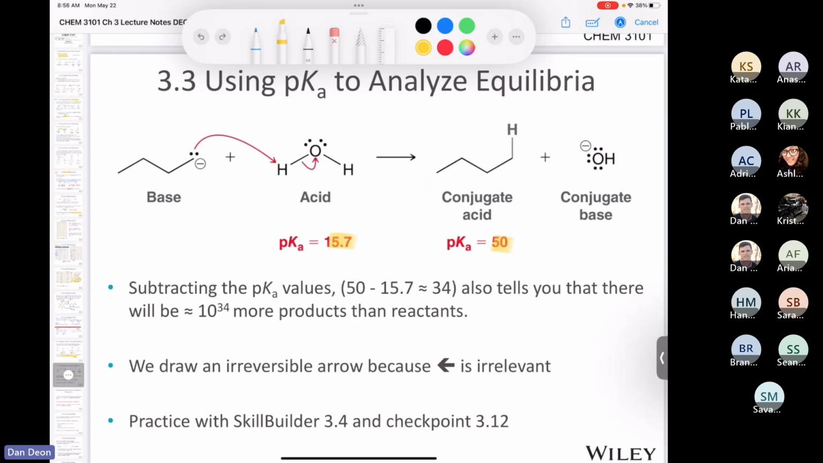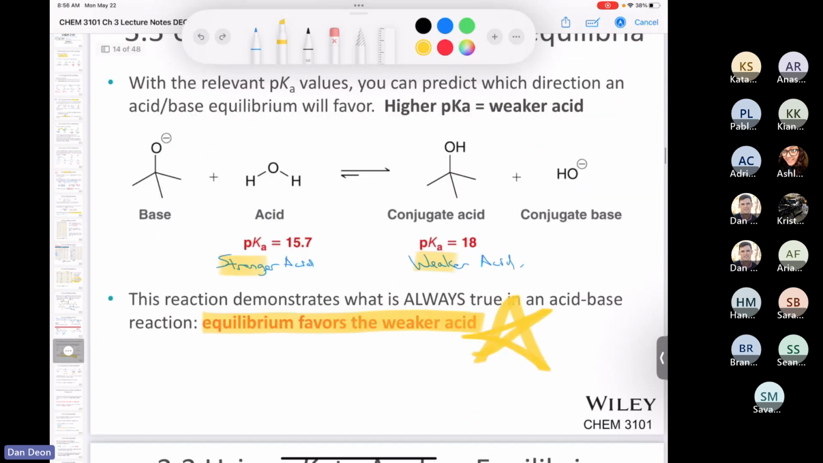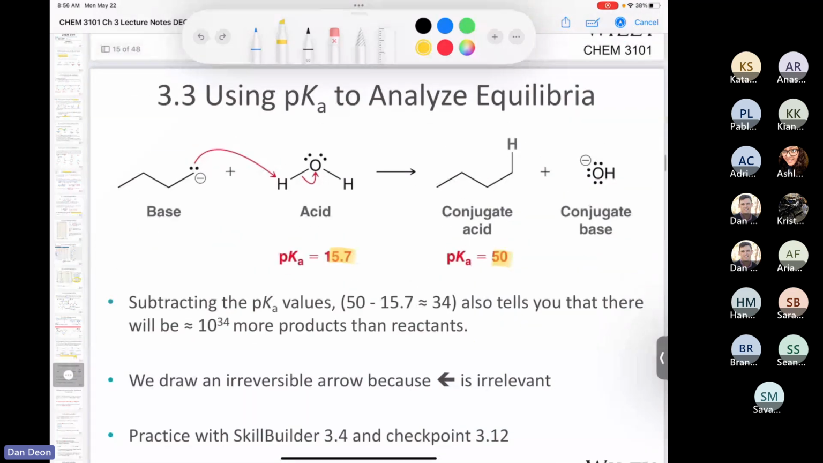If you're wondering, what's the cutoff for when I draw reversible arrows like these and then irreversible? I'd have to double check in the textbook, but I think it's around a difference of 10 pKa units. Usually if it's greater than 10, we just draw the arrow in one direction. And if it's less than 10, we draw an equilibrium arrow. All right, there you go.